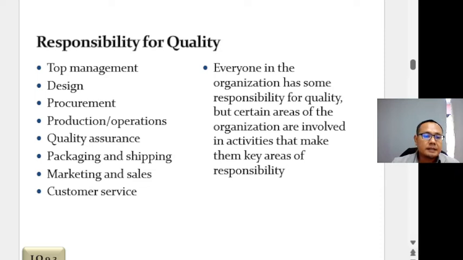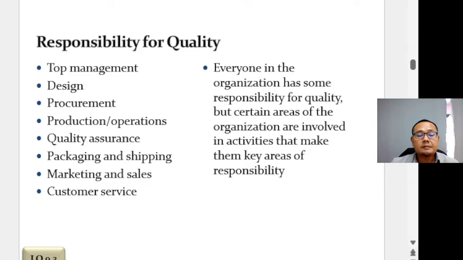And then packaging and shipping. This department must ensure that goods are not damaged in transit, that packages are clearly labeled, that instructions are included, that all parts are included, and that the shipping occurs in a timely manner.